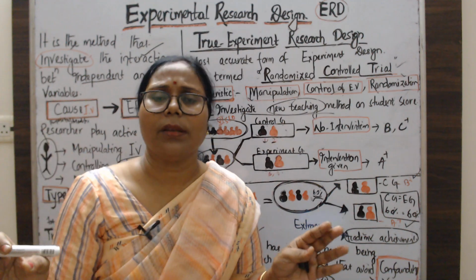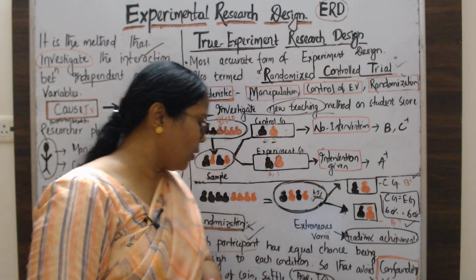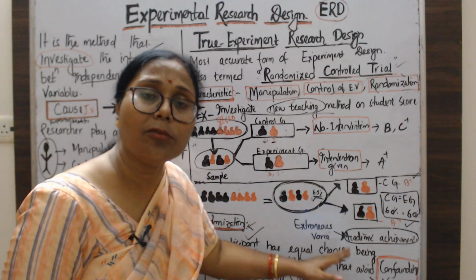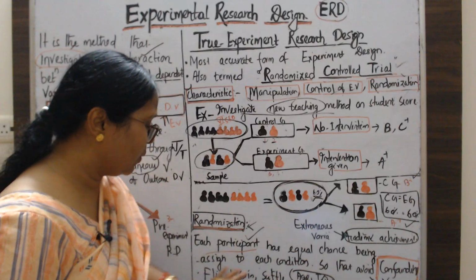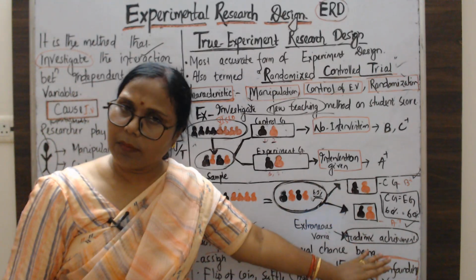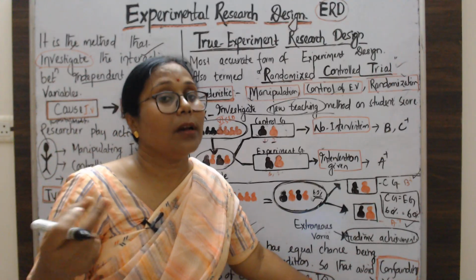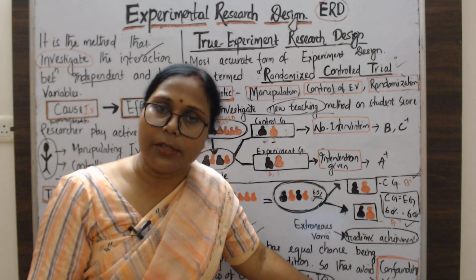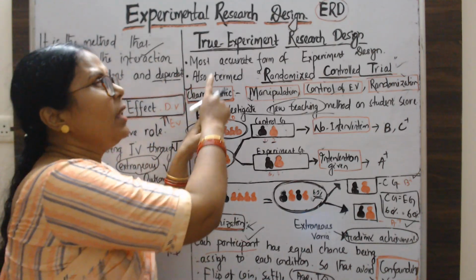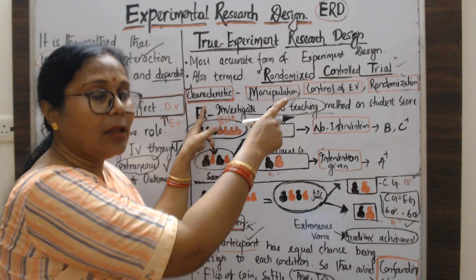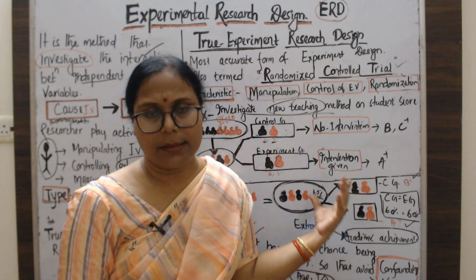So each student has a chance to come into either group. Okay, so this is called randomization. Each participant has an equal chance of being assigned to each condition, so that we avoid the extraneous variable and the confounding variable, and the threat to internal validity is reduced. So these are the three main characteristics of true experimental research design. Later we will discuss the different types of true experimental research design.